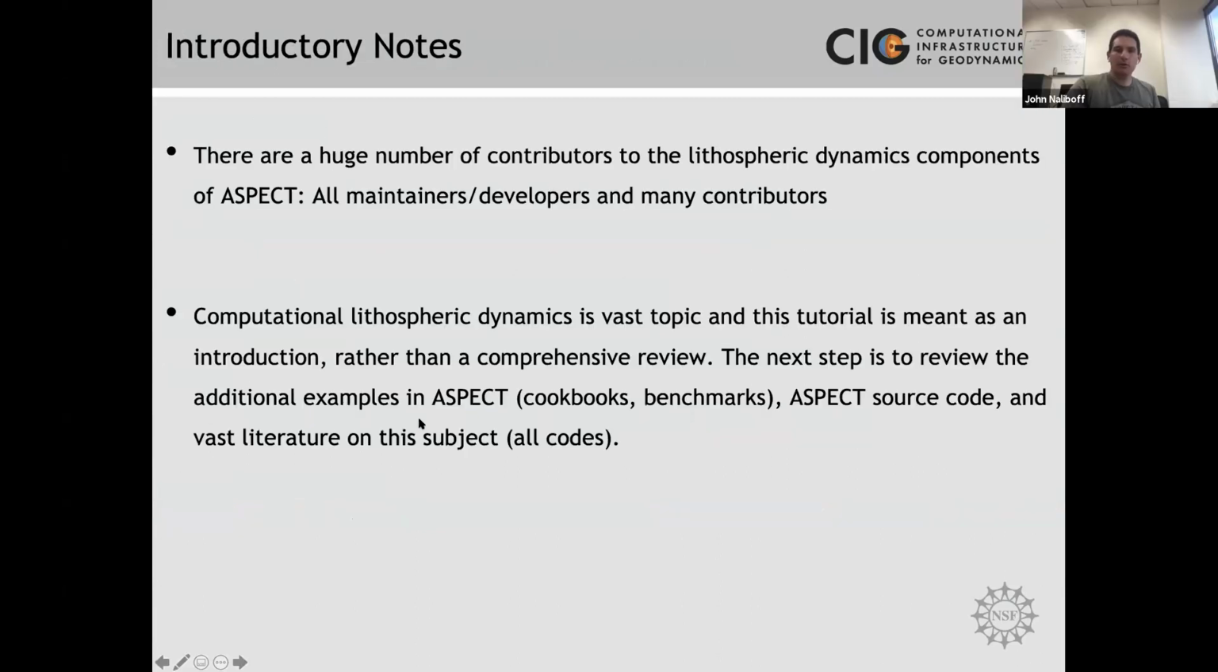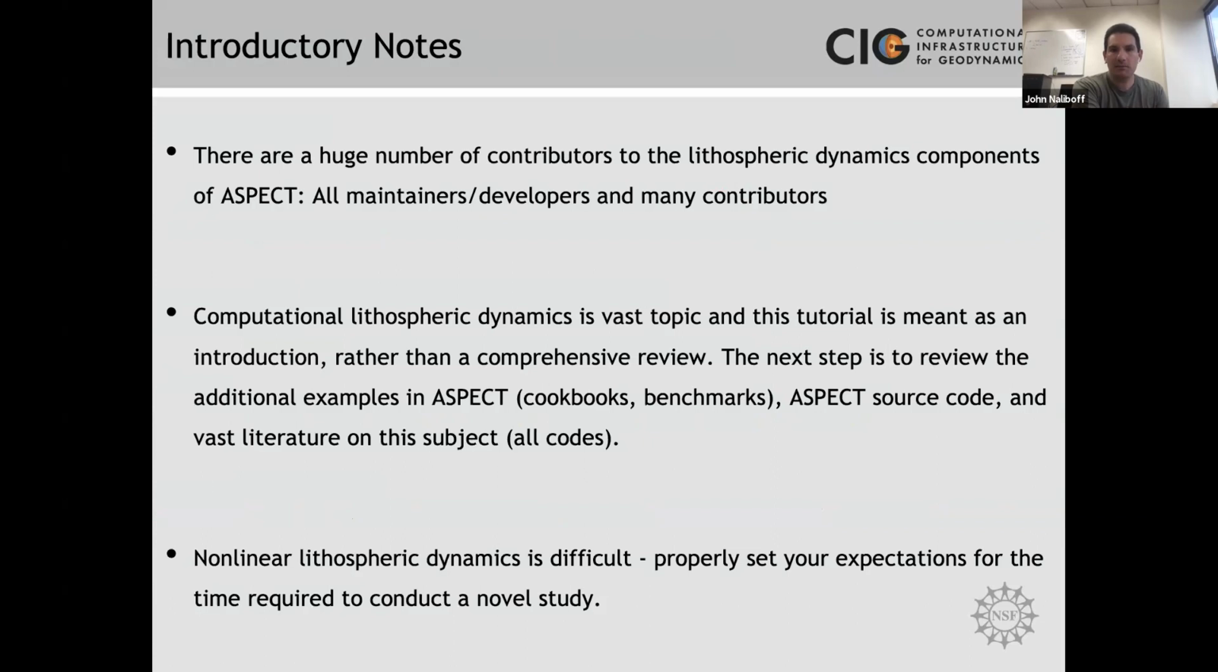Great. So a few introductory notes, which we covered yesterday, but I wanted to go over again. Today we're covering lithospheric deformation, and the first note is to keep in mind there are a huge number of contributors to this part of the code and all the benchmarks and examples. So it's not just Ann and I. There's probably well over 30 to 40 people who contributed to code and examples associated with this content.